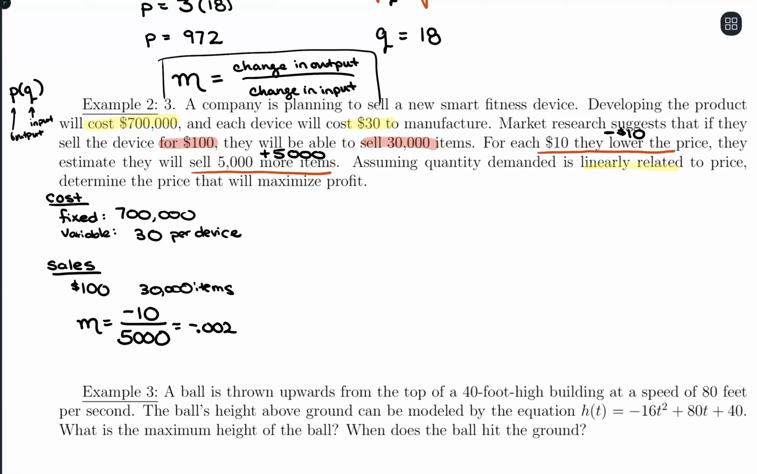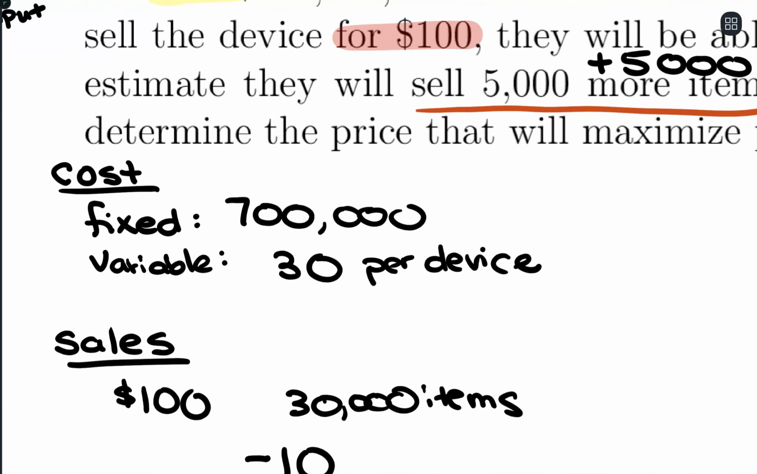Okay, so we want to determine the price that will maximize profit. So again, profit comes from taking the revenue minus the total costs. Now with total costs, we're getting an equation here where we have our fixed cost of 700,000 and we're adding on a variable cost of $30 per device. So in terms of cost, we're going to have P equals that fixed cost of 700,000, and then we're going to be adding on $30 per device. So that's going to be 30 times Q. So this is our linear model where it's slope and intercept.